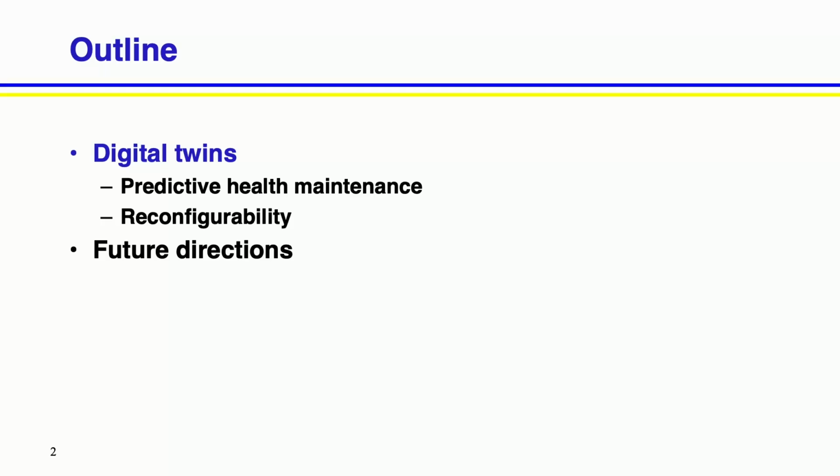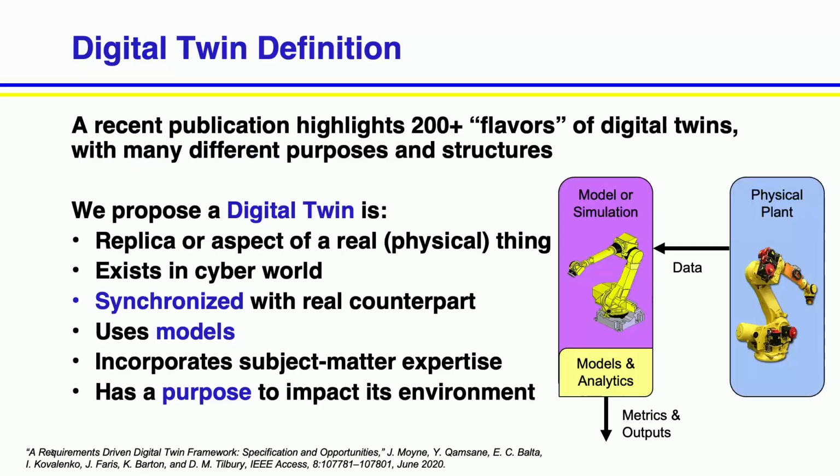And digital twins are a hot topic. Everyone's talking about it, and I've seen lots of different definitions. So I'm going to start by telling you what we think is a digital twin. A recent publication counted more than 200 different flavors of digital twins. People are using them to talk about simulations, to talk about high-performance simulation models, to talk about data, machine learning, everything, digital twins. Very hot topic.